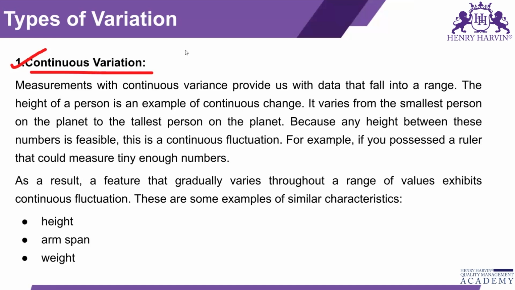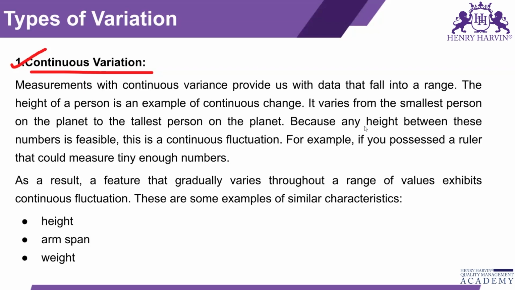Continuous and discontinuous. Kindly continue. Continuous variation. Measurement with continuous variance provides us with data that falls into a range. The height of a person is an example of continuous change. It varies from the smallest person on the planet to the tallest person on the planet because any height between these numbers is feasible. This is continuous fluctuation.